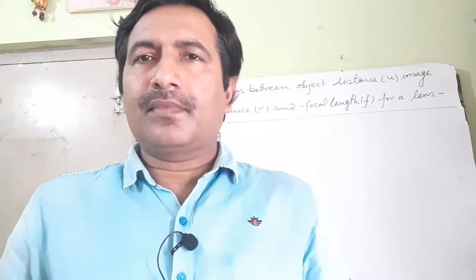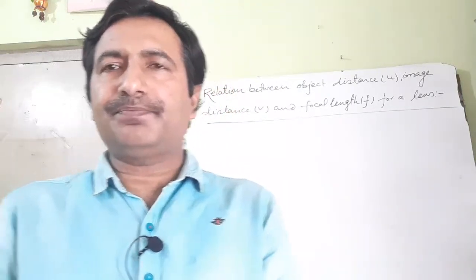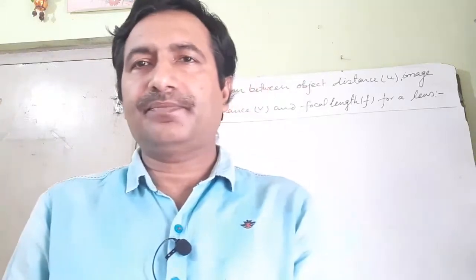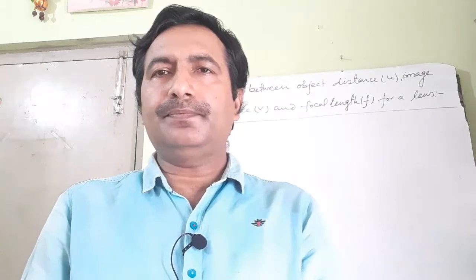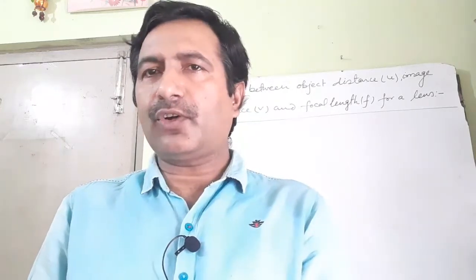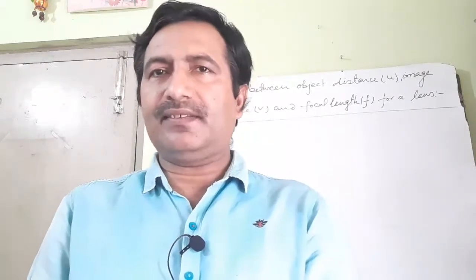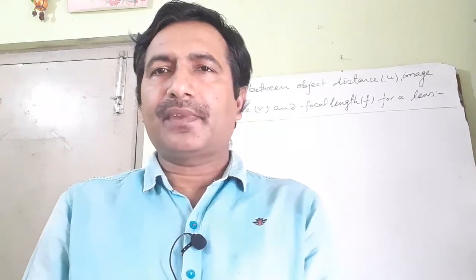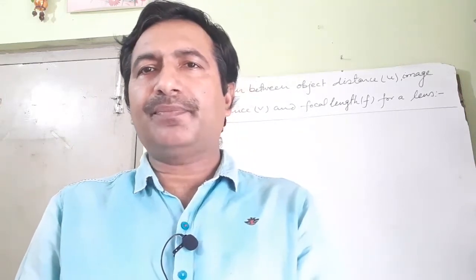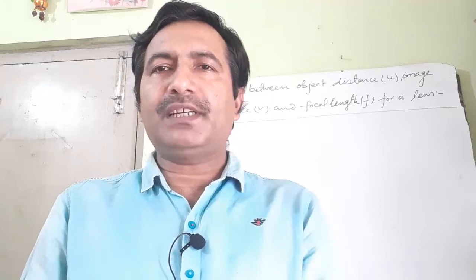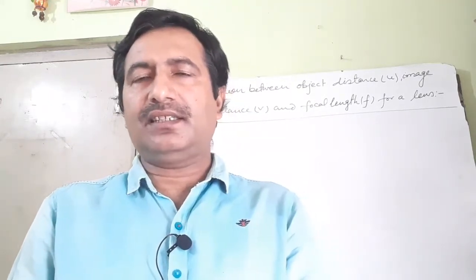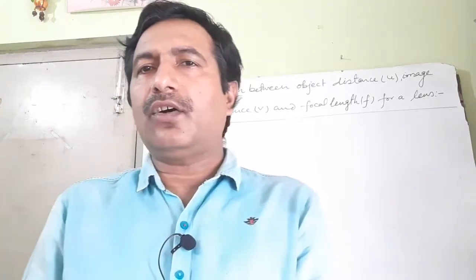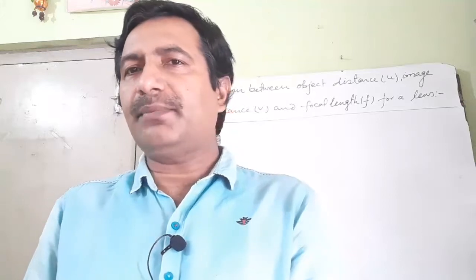Hello children, in the previous lecture I discussed the image formation through spherical lenses, concave lens and convex lens. Today I will discuss the relationship between object distance, image distance and focal length of a spherical lens. That lens can be a concave, can be a convex.